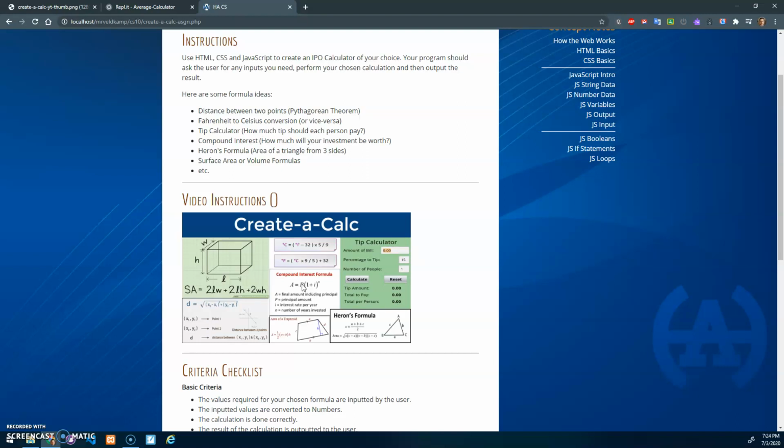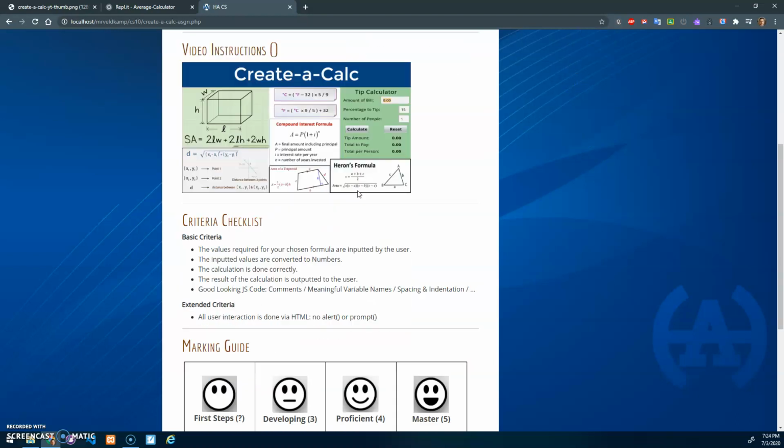Compound interest is interesting. That one's right here, right? If you invest a certain amount of money at a certain interest rate for so many years, how much will you make? Heron's formula is a cool formula that'll allow you to find the area of a triangle given the three sides. Any type of surface area or volume formulas, but totally up to you. Whatever formula you're interested in. The key is that you get input from the user, do a calculation, output the result.